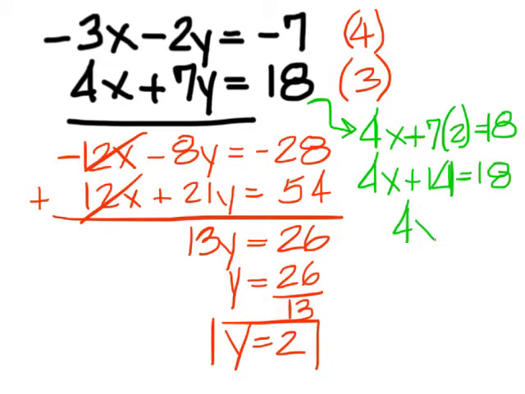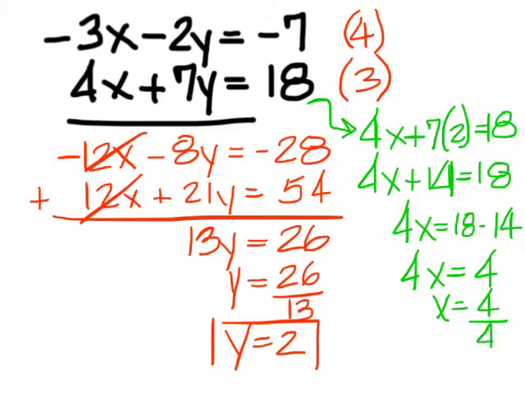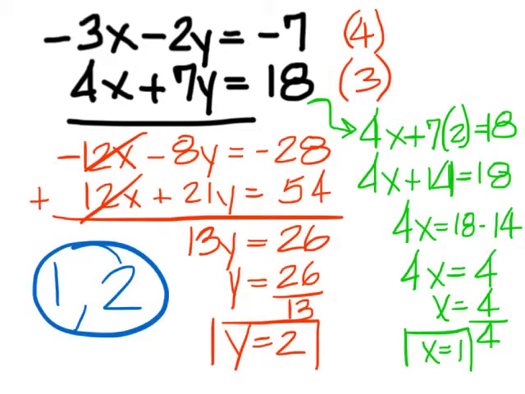Move the 14 over to the right, and that will become 4. Divide 4 by 4, and x equals 1. To write the final answer, you put the x number first, y number second. If you reverse them, the answer is wrong. (1, 2) is the solution.